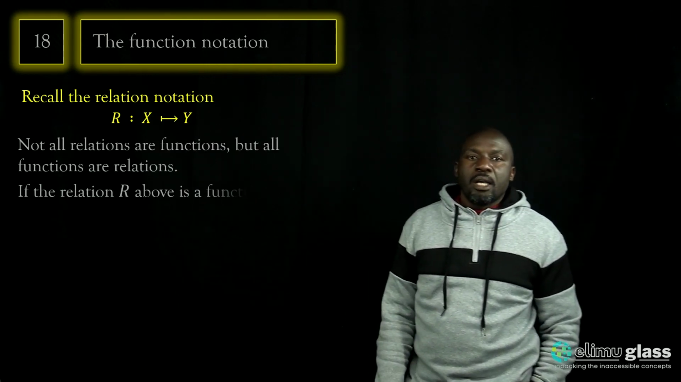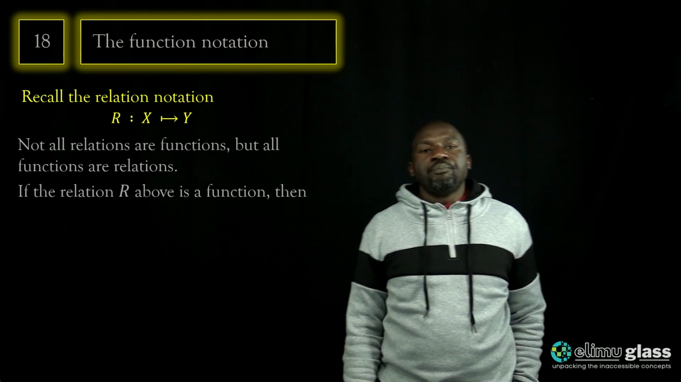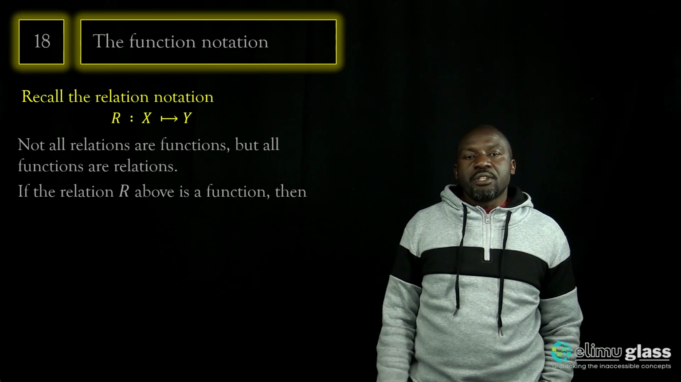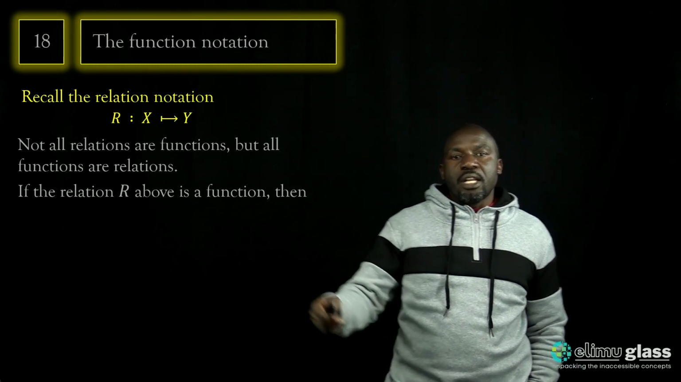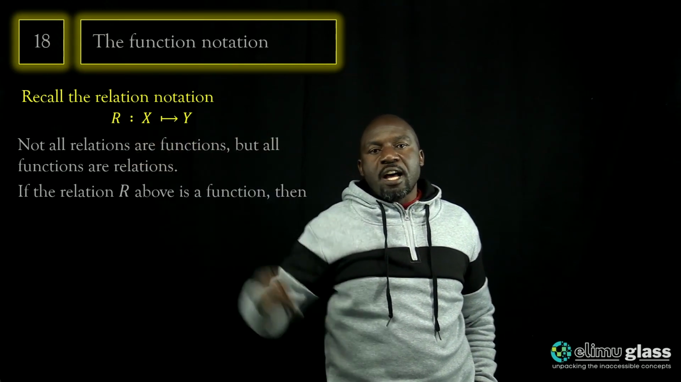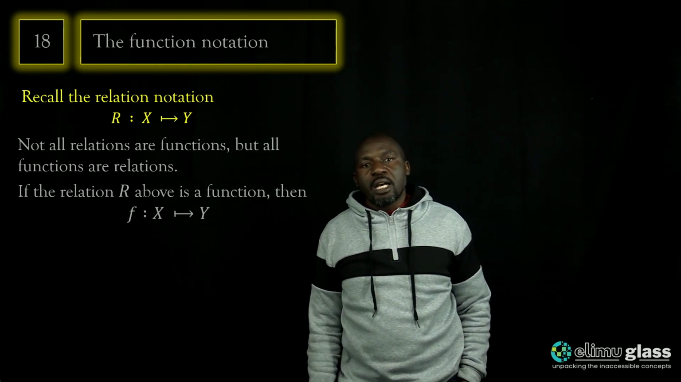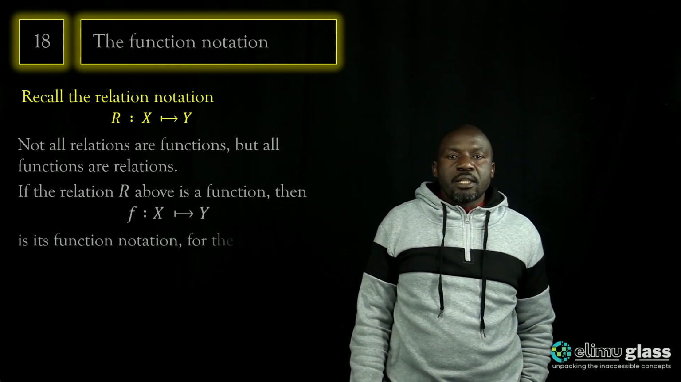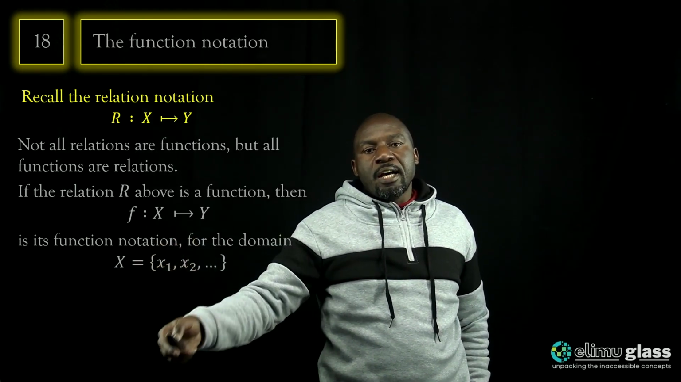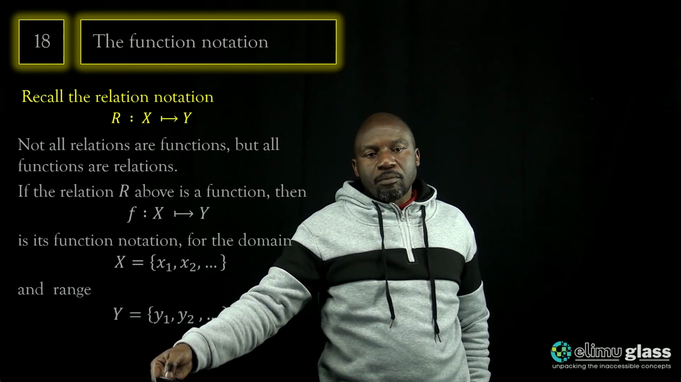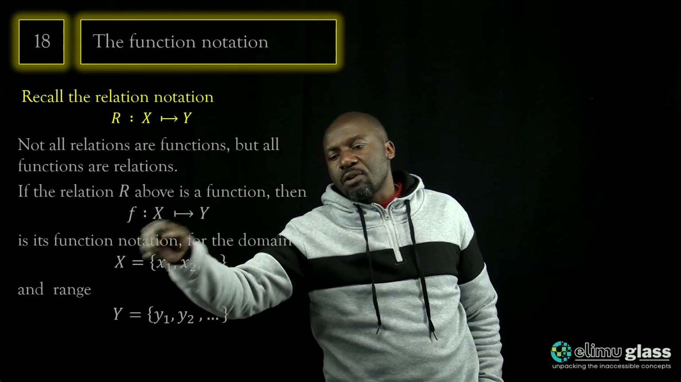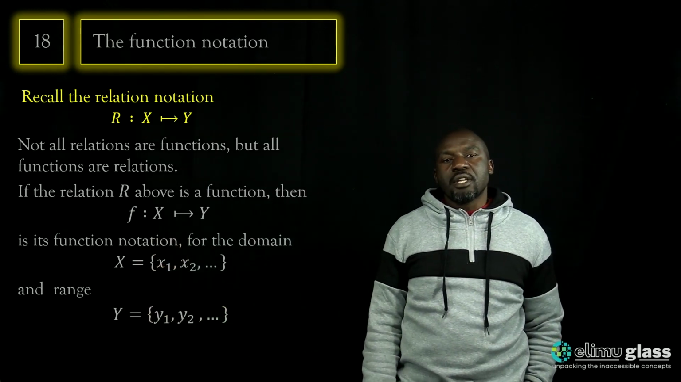Not all relations are functions, but all functions are relations. So we've already seen which ones would qualify as functions. If the relation R above is a function, then all we do is remove that R and replace it with f. Okay, and we have that. In this case, x refers to the values of the domain and y refers to the values of the range. So these are the elements inside those circles that we've been drawing for a mapping.